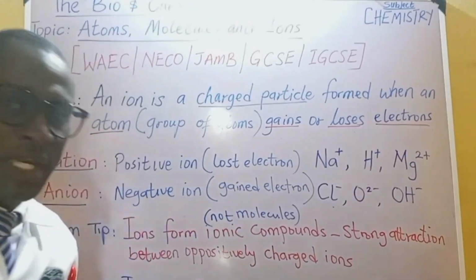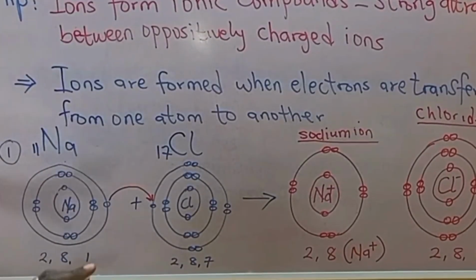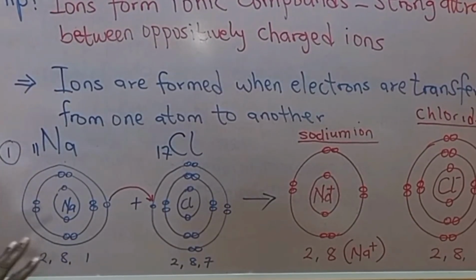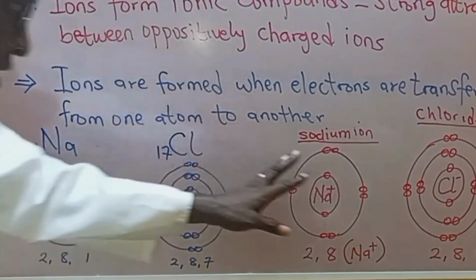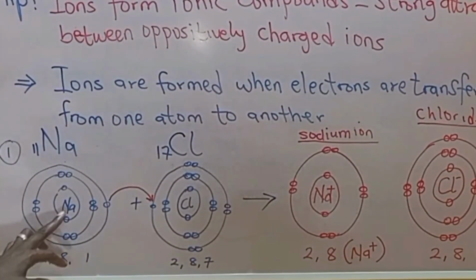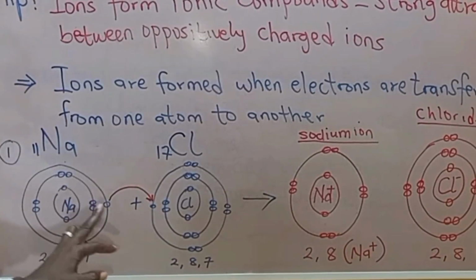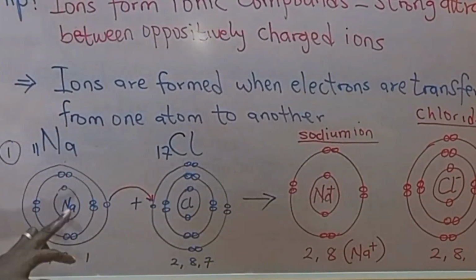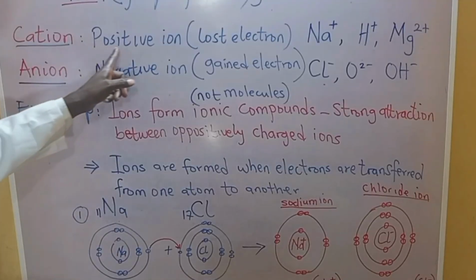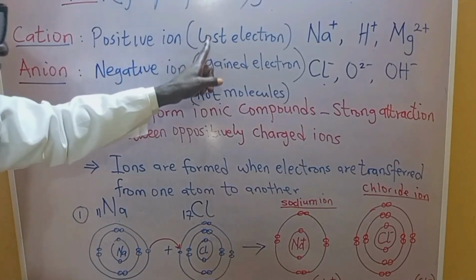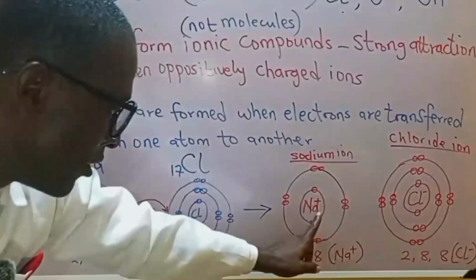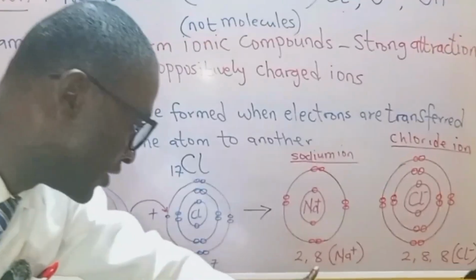So this is sodium atom. This is sodium ion. What is the difference? Sodium atom is a neutral atom, but the ion is charged. Now, what made it charged? The electron on the outermost shell has been transferred. And when it is transferred, it means it has lost an electron. That is why we say cations are positive ions, because they are formed when electrons are lost. So electrons have been lost here. It forms a cation, sodium ion. That is 2,8 now.